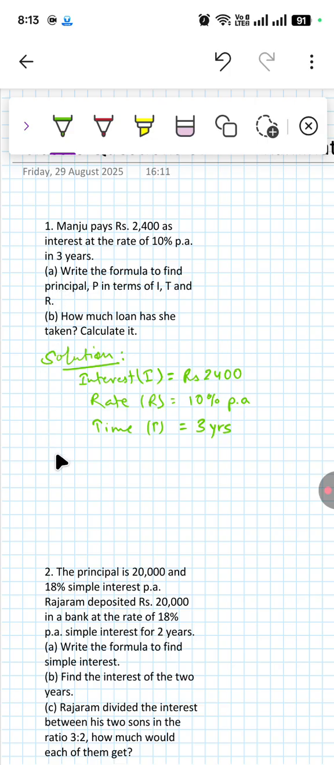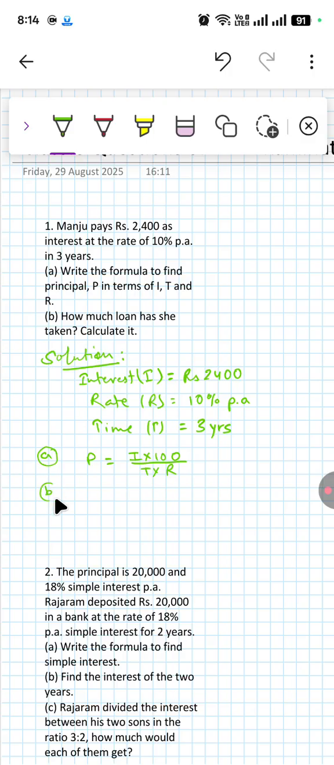The first question that we have to answer is question number A. Write the formula to find principal P in terms of interest, time and rate. If you have to find out principal in terms of time and rate and interest, the formula is P is equal to I into 100 whole upon T into R.